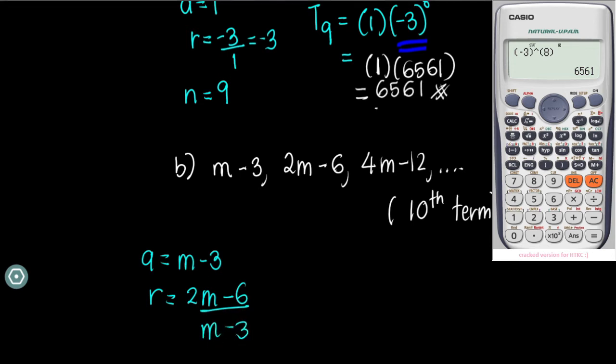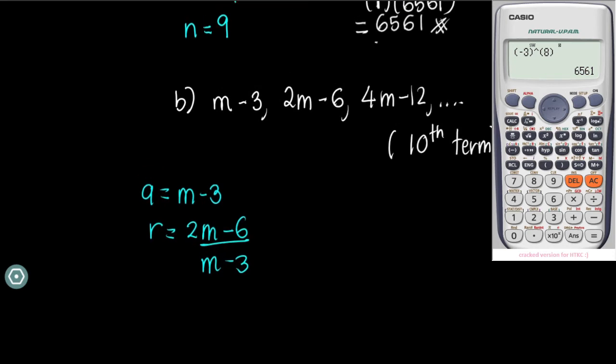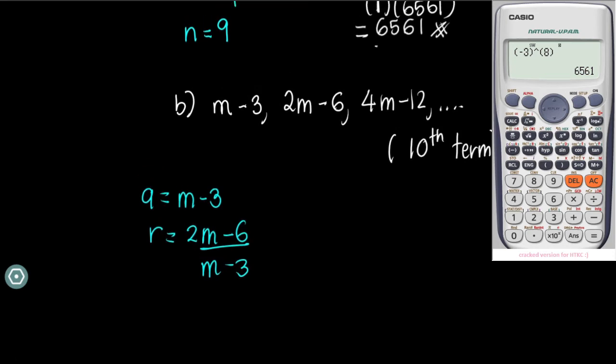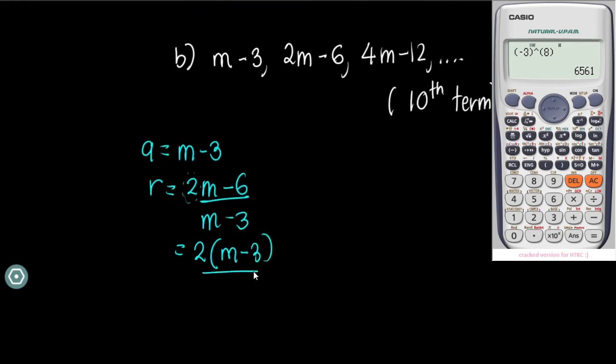Can we do anything here or not? Like simplify or something? Look carefully. Can we factorize it? Yes, we can factorize it. So in that case, I'm going to factorize this 2 out. I'm going to take out the 2. So what is left inside? m minus 3. You are left with m minus 3, divided by m minus 3. So now you see m minus 3 and m minus 3 can cancel. So your r is 2.